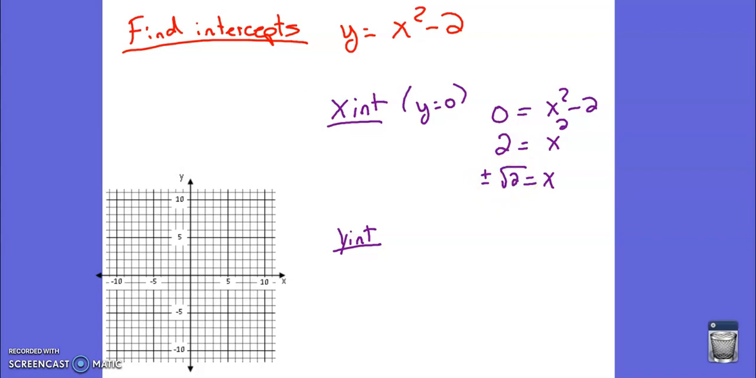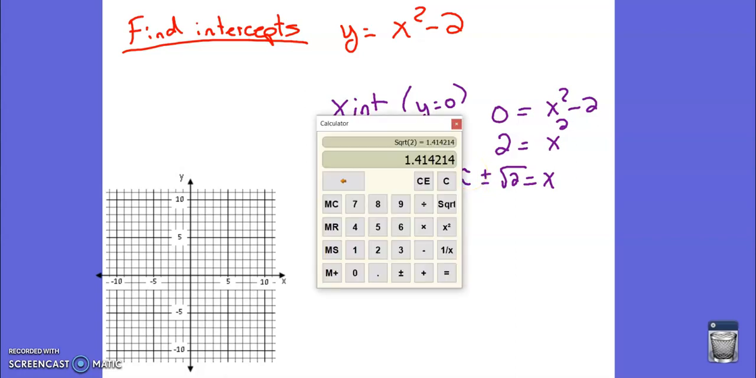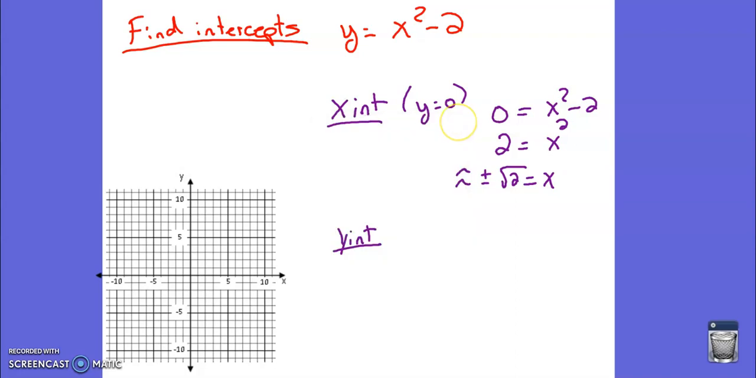So again, it's a good thing we didn't try to graph it, but if we did, if you plug that into your calculator, the square root of 2 is approximately 1.41. So it would literally be right around here and right around there. Those would be my x-intercepts. So if I had to write the points, the square root of 2, 0, and negative square root of 2, 0, and those are my x-intercepts.